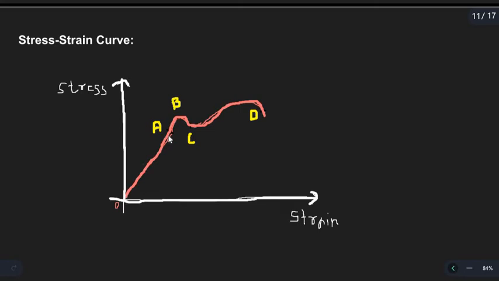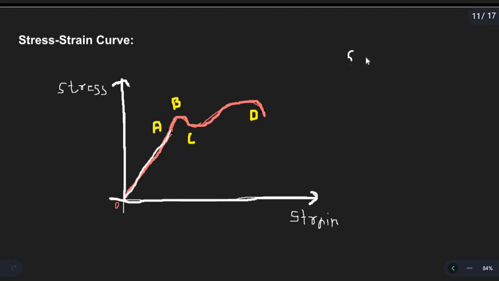This O to A, this part. Okay, so I think you can see that this is a straight line. So what does a straight line mean? It means that stress upon strain gives us a proportional line. It means that here stress is directly proportional to strain.